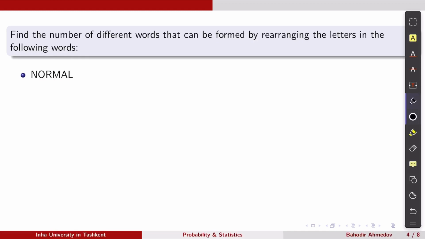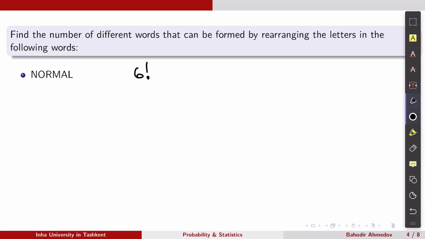So find the number of the different words which can be created by rearranging the letters of the following words. So there is a word which contains 6 letters: 1, 2, 3, 4, 5, 6. So what we need to do is just rearrange the letters, or permute them, and find the number of the words which can be created. So actually it's going to be 6 factorial simply because there are 6 different items and we just need to find the permutations of the 6 different items.